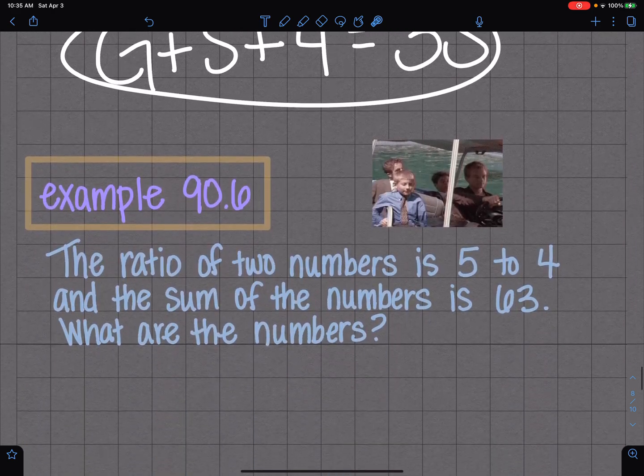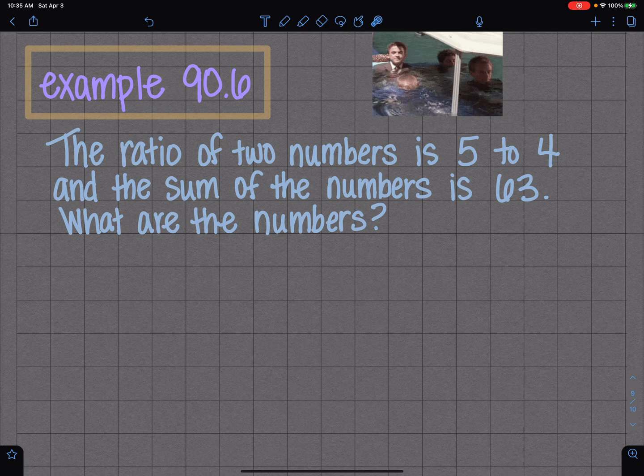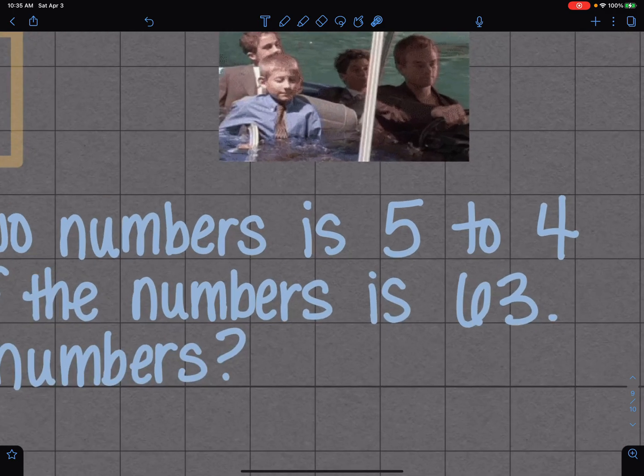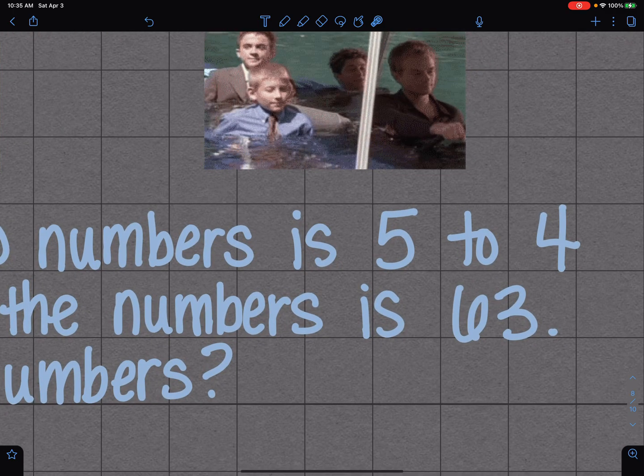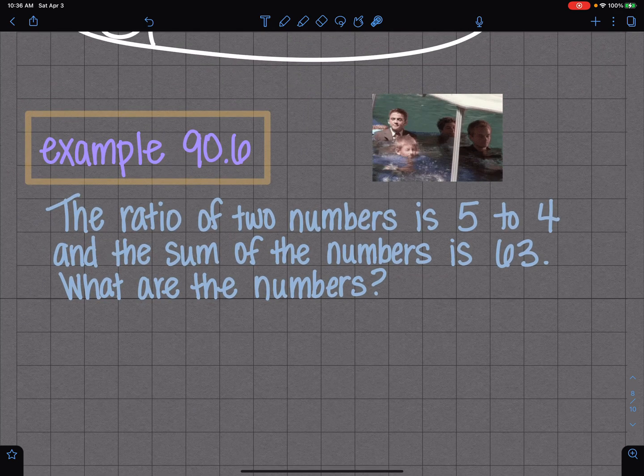Okay, let's go to the next page and do the very last example. Last one. All right, stay afloat with me here. Do you remember that episode? That one was great. I love it.